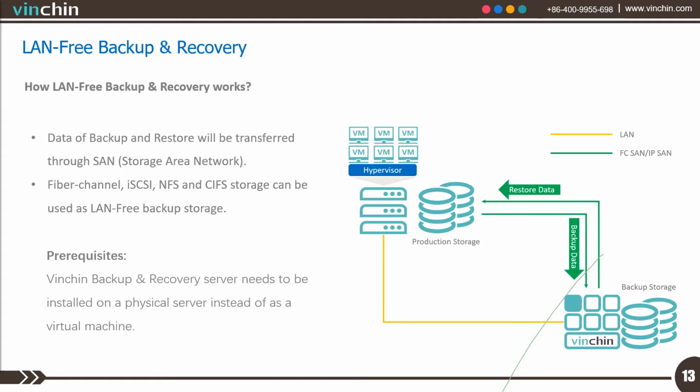The precondition of using LAN-Free backup and restore requires Vinchin Backup and Recovery server to be installed on a physical server instead of as a virtual machine on the hypervisor. And the Vinchin Backup server needs to be able to connect to the Fibre Channel switch for FC side connection, or a dedicated network switch for IP side connection.